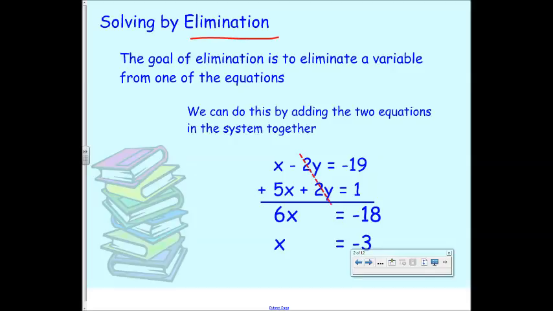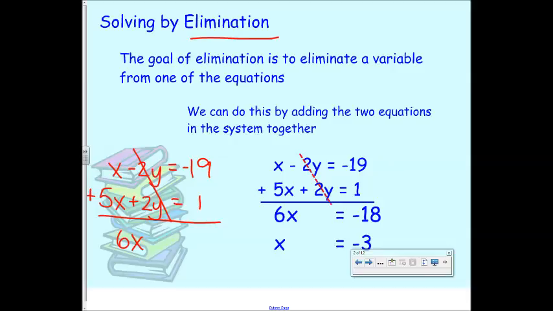So take a look at this system of equations right here, and I'm going to rewrite it. So if I have x minus 2y equals negative 19, and 5x plus 2y equals 1, instead of looking at it like 2 separate equations, I want you to look at it like one big problem. I want you to look at it like an addition problem. So if I add these together, what happens to x and 5x if you add those together? 6x. What happens to negative 2y and positive 2y? They're gone. So those cancel out, they're gone.